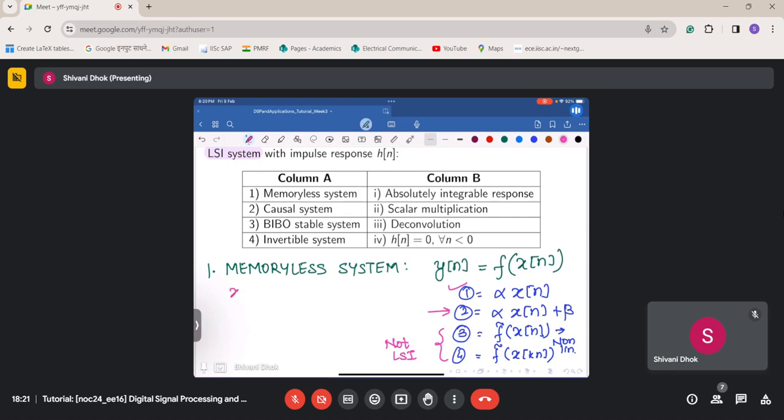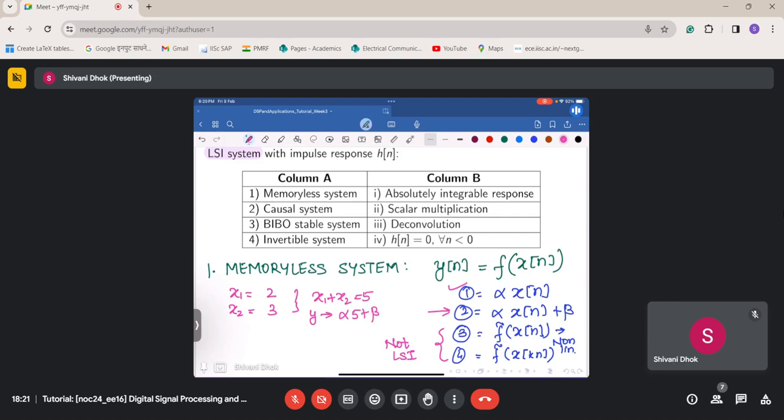let's say x1 equal to 2 for all n and x2 equal to 3 for all n. Then x1 plus x2 is 5. So my y for this particular thing will be alpha 5 plus beta.